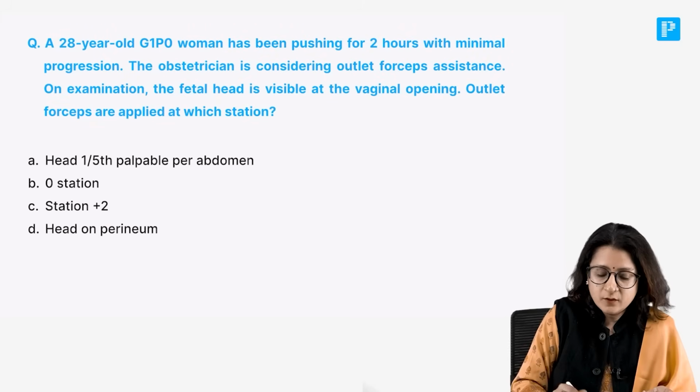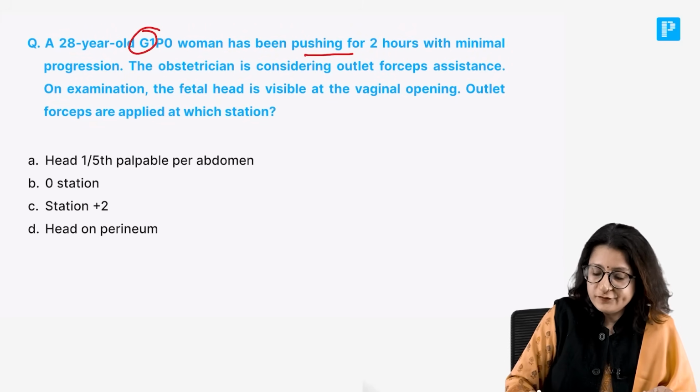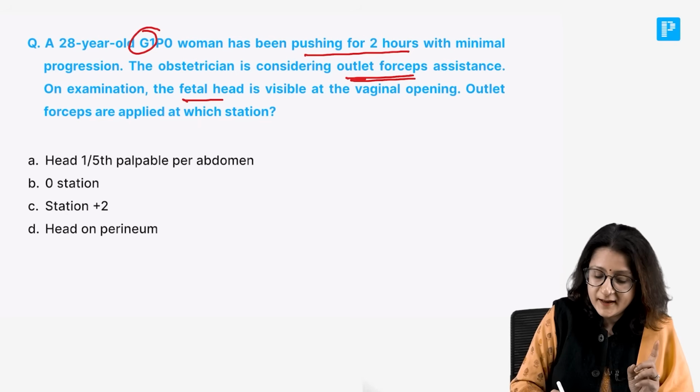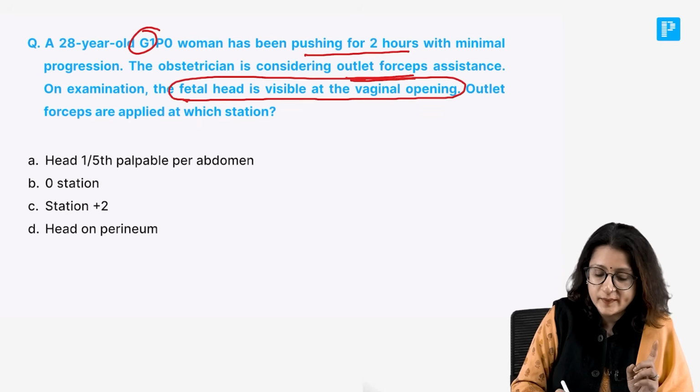A 28-year-old Gravida 1 has been pushing for 2 hours with minimal progression. Obstetrician is considering outlet forceps assistance. See, what is the question? They have given you a story. The question is, fetal head is visible at the vaginal opening.